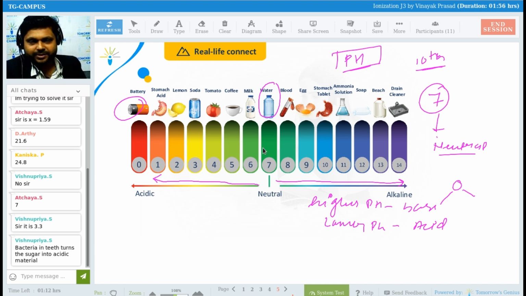Atachya, Kaniska, are you doing these things in your school? Are you testing the acids, bases? What do you say? No? So see here, actually what happens?